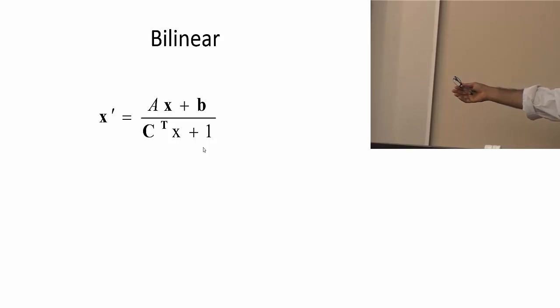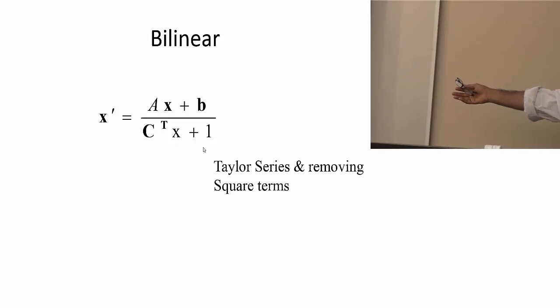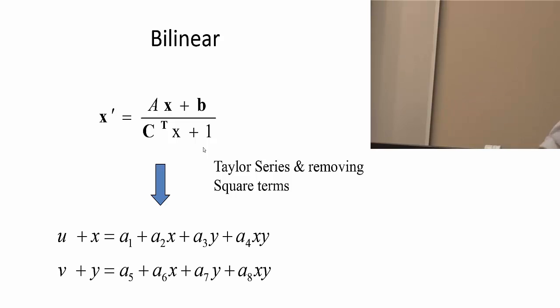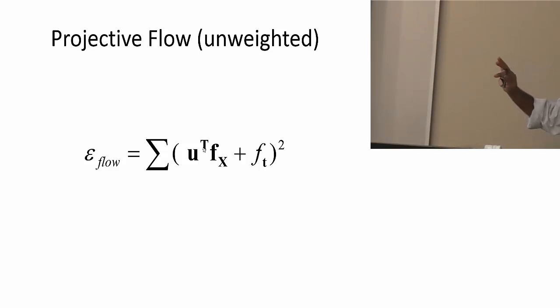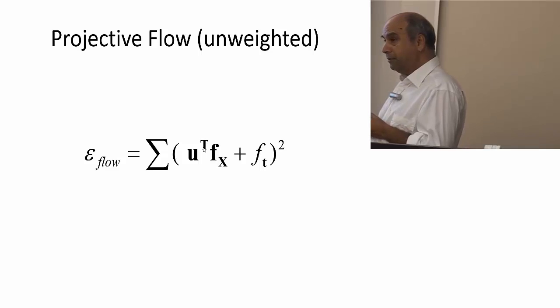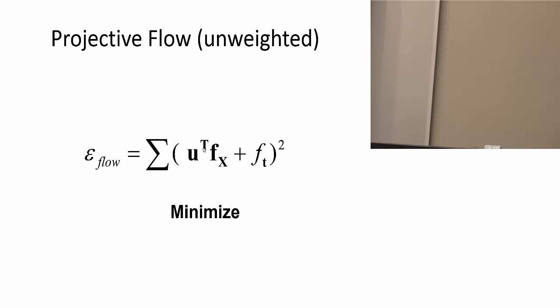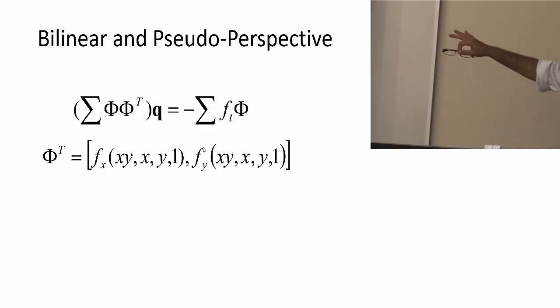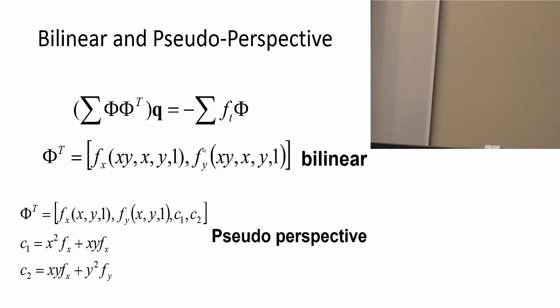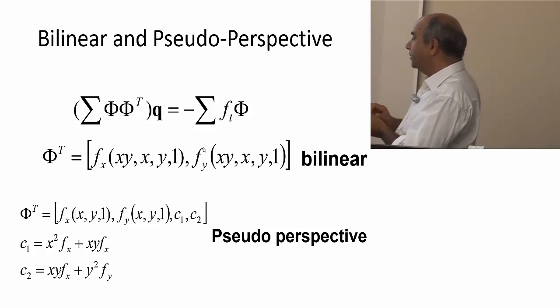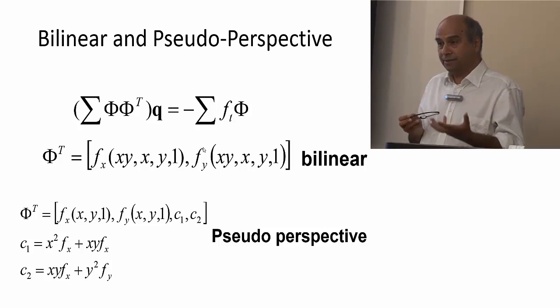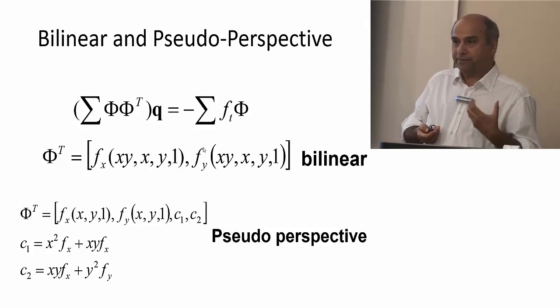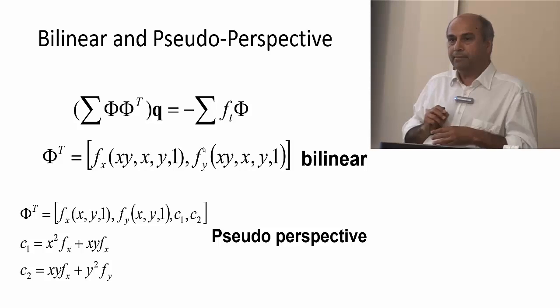You can do another one, which is bilinear. Again, we have talked about this: Taylor series removing square terms. This is bilinear, so we can just plug that in also. If you do that, you will have the same thing again. You have the optical flow constraint equation. In one case it will be pseudo-perspective, and we'll minimize. If you do pseudo-perspective, we will get these terms, which is fx multiplied by xy, fx, fxy, and all this. This is for bilinear, and this will be for pseudo-perspective. So the form is similar, and again this ends up with a linear system. This matrix is now bigger, 8 by 8 instead of 6 by 6, 8 unknowns, but the same idea.